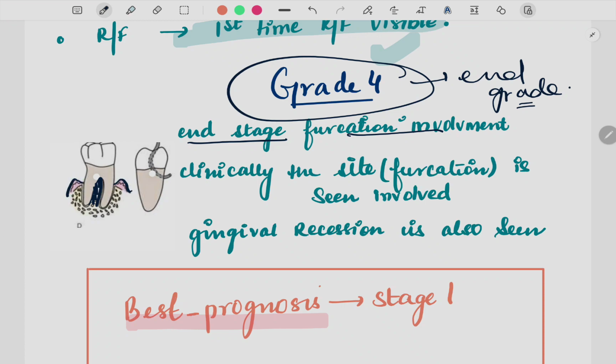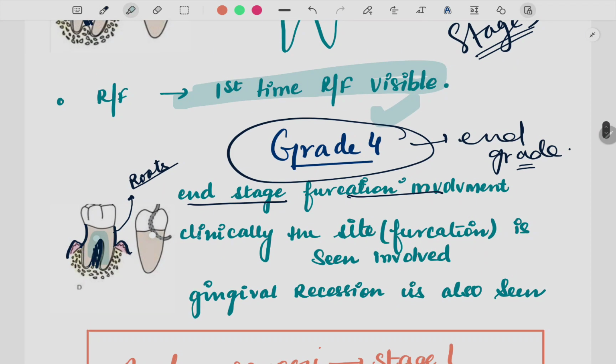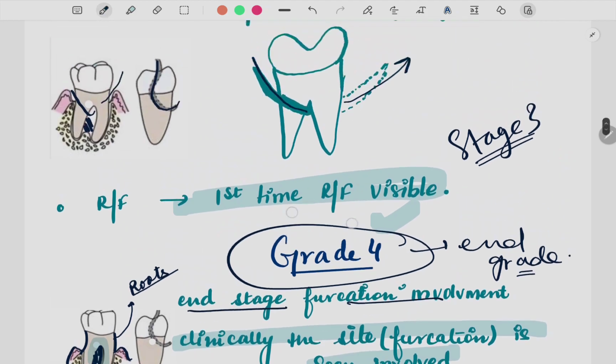Okay, now the gingiva has also gone down and the roots are exposed clinically. So clinically, if you seat the patient on the chair and examine, you can very easily see the roots, and you can very easily see the furcation area also. That is the reason we say this is a site where clinically the site is going to be involved, and gingival recession is also there. You can see and compare from other pictures.